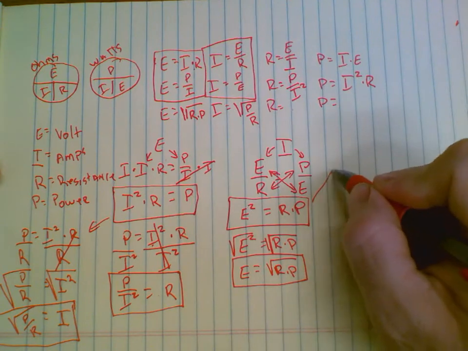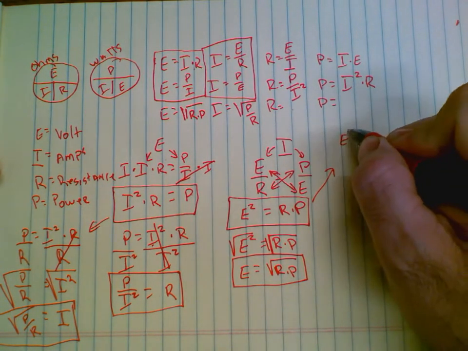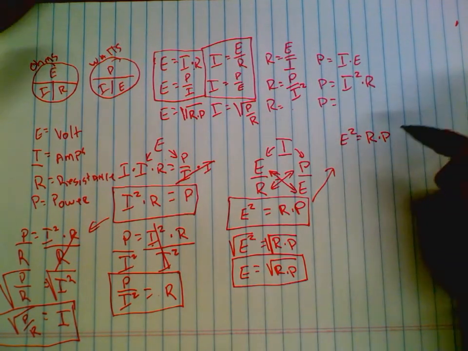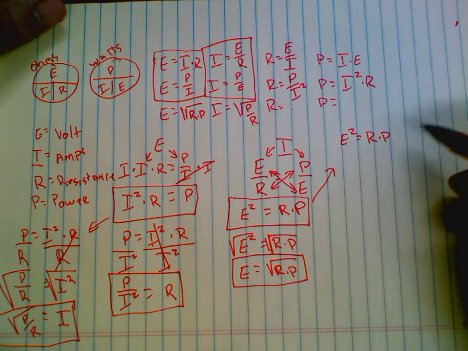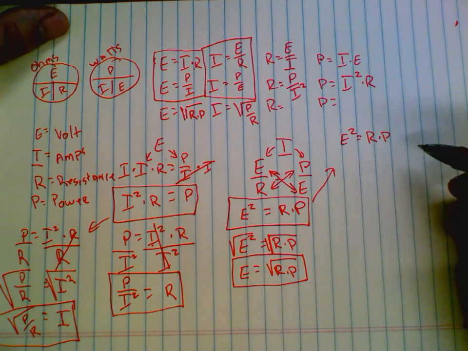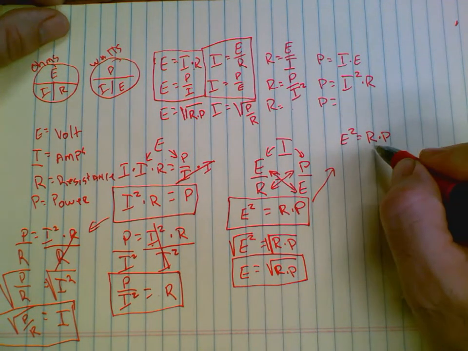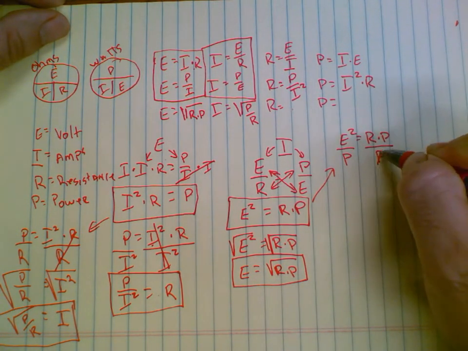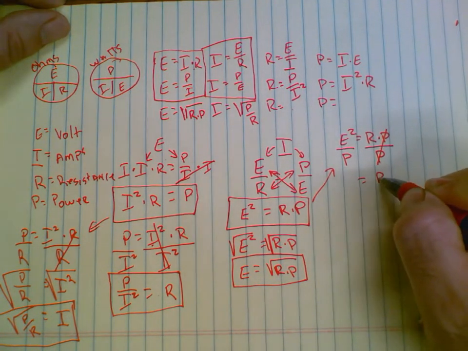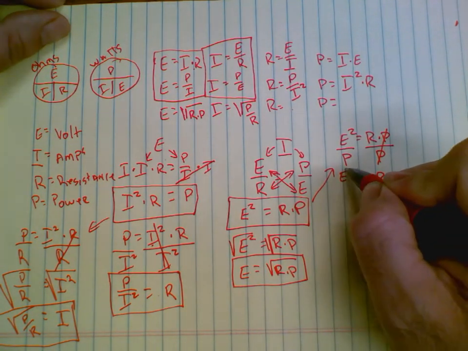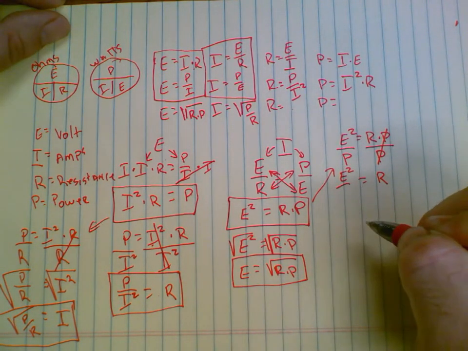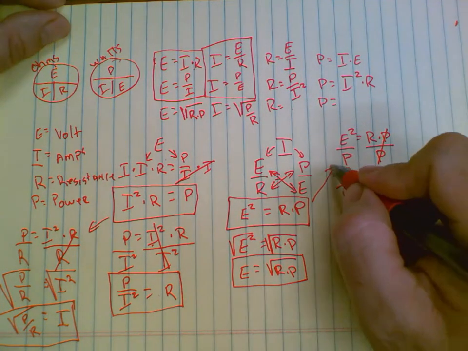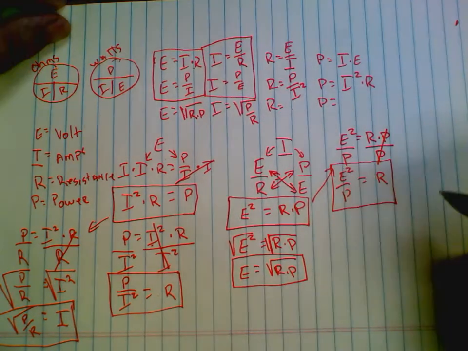And we'll take this equation up here. E squared is equal to R times P. And now I'm looking to solve for either the R or the P. So whichever one you're looking for, in this case, let's solve for R. So we're going to divide both sides by P. The P's cancel out. I'm left with R is equal to E squared divided by P. Okay, and there's our second equation.